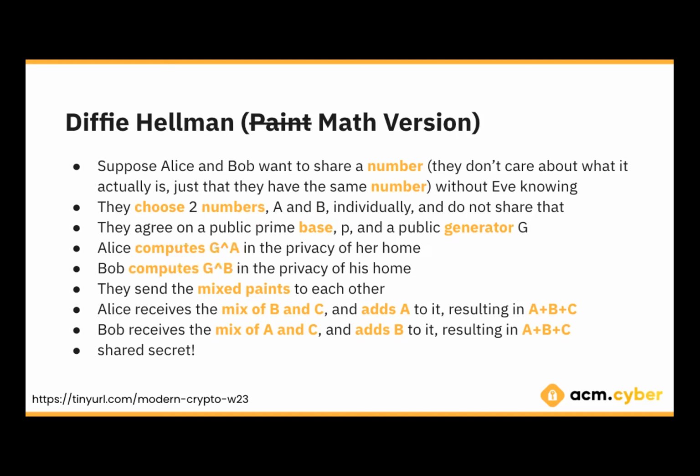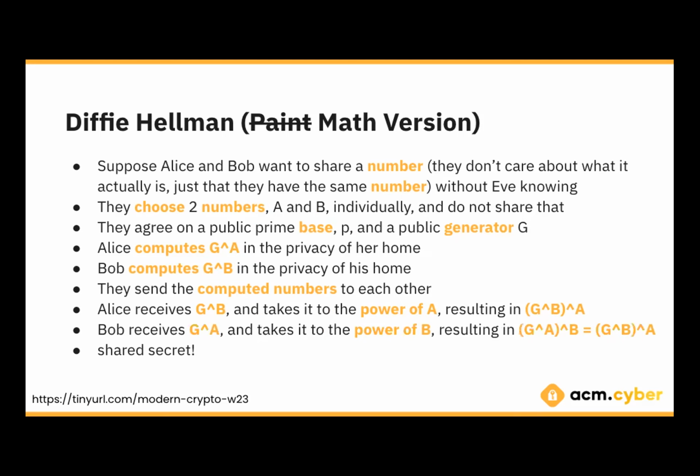So Alice computes G to the power of A. And remember, for everything beyond this, we're taking everything in Z mod PZ. So G to the power of A mod P, basically, in the privacy of her home. Bob computes G to the power of B mod P in the privacy of his home. And then they send those computed numbers to each other. Alice receives G to the power of B from Bob, takes it to the power of A. So she gets G to the power of B to the power of A. And then Bob receives G to the power of A, takes it to the power of B, resulting in G to the power of A to the power of B.